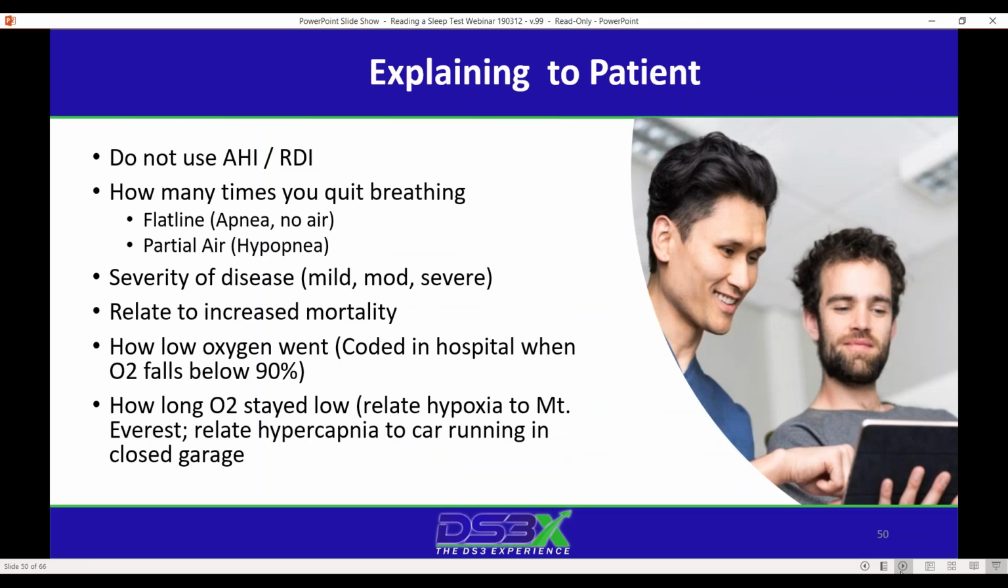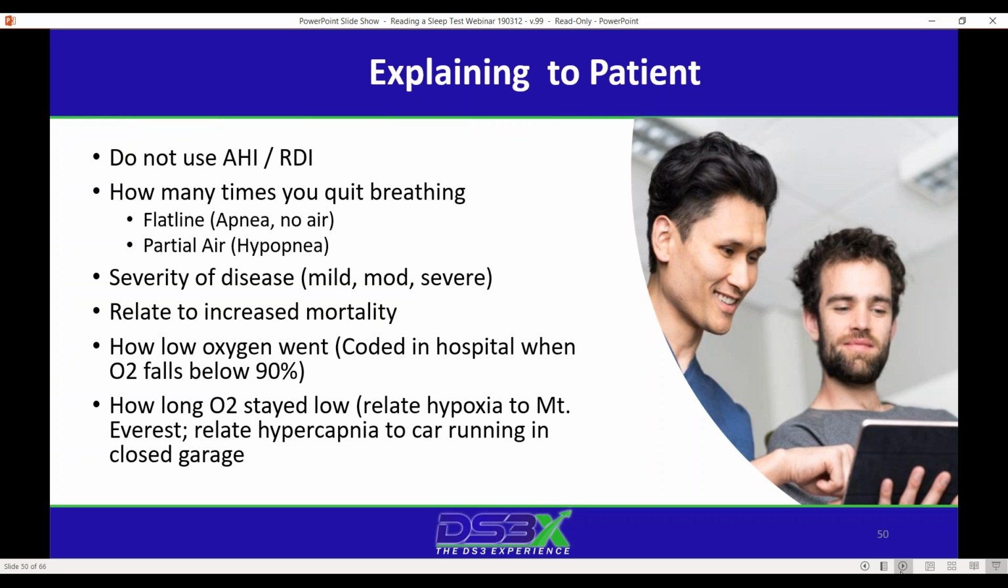So when we talk to the patient, I added a couple of slides to wrap things up here towards the end. We're going to talk to them about quitting breathing and how bad this is for you, and all the comorbidities, and how long your oxygen's down there and your body's suffocating. Don't tell them about the AHI or the RDI or use big words just because you've learned them. Talk to them in terms of what they understand. Hey, you're breathing and you're quitting breathing.